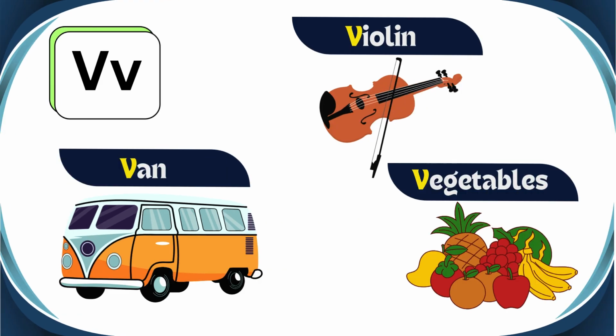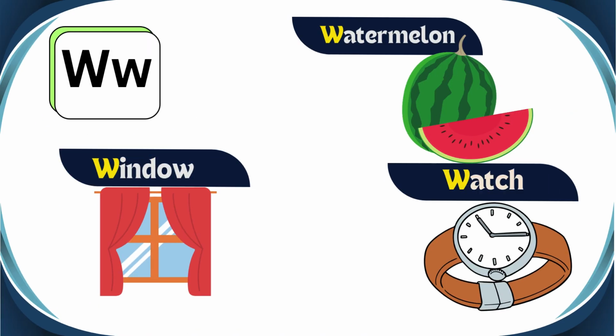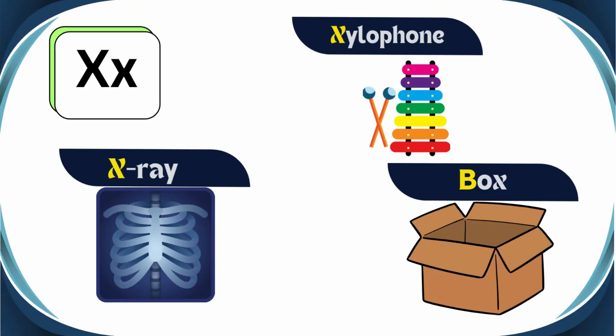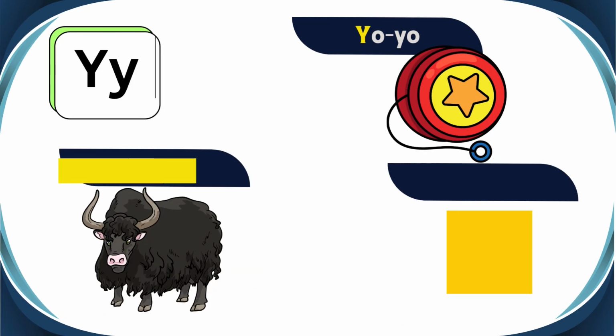V for violin, V for van, V for vegetables. W for watermelon, W for window, W for watch. X for xylophone, X for x-ray, X for box.